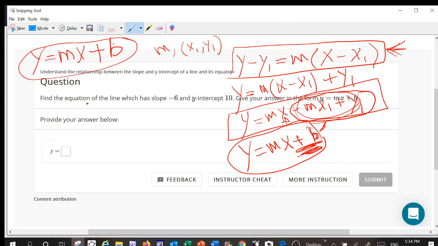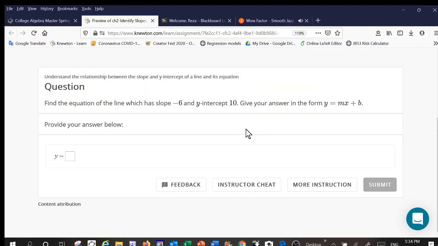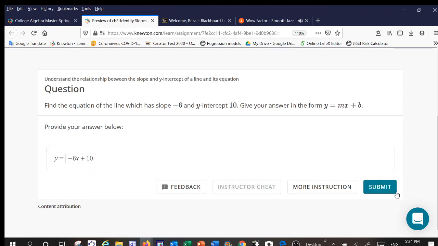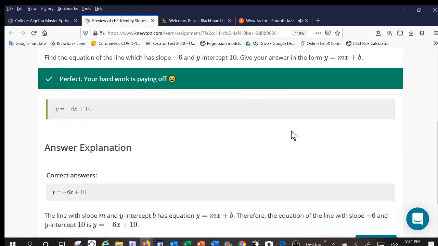Now here it says find the equation of a line which has a slope of -6 and y-intercept 10. Well, that would mean that m here is -6 and this plus b here is plus 10, right? So that's all there is to it. So it would be -6x plus 10. All right.